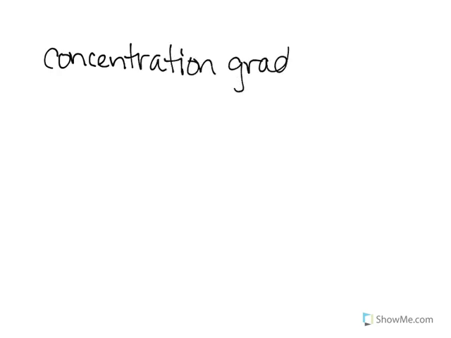So let's make a list. Okay, so we have it. So what are some factors that influence the rate of simple diffusion? Concentration gradient is one. So the greater the concentration gradient, the faster the rate of diffusion.